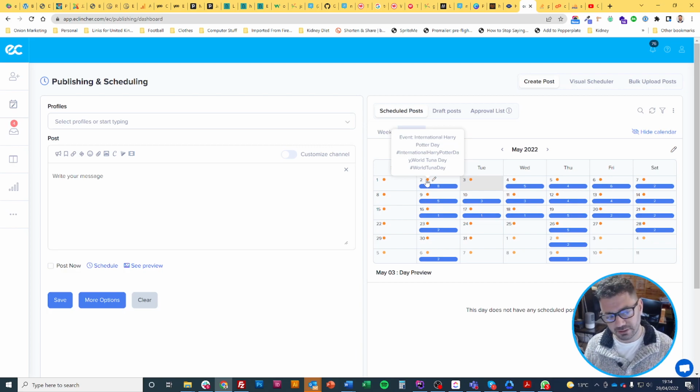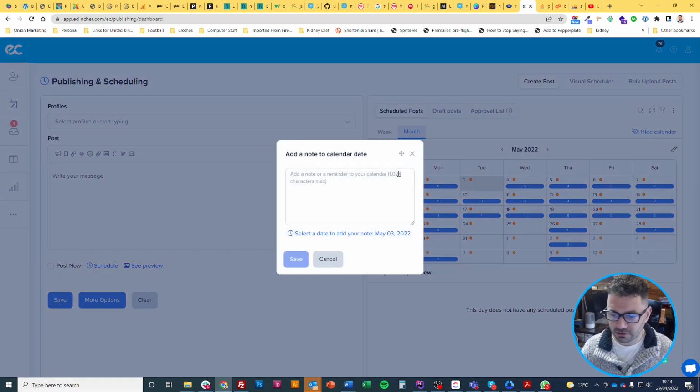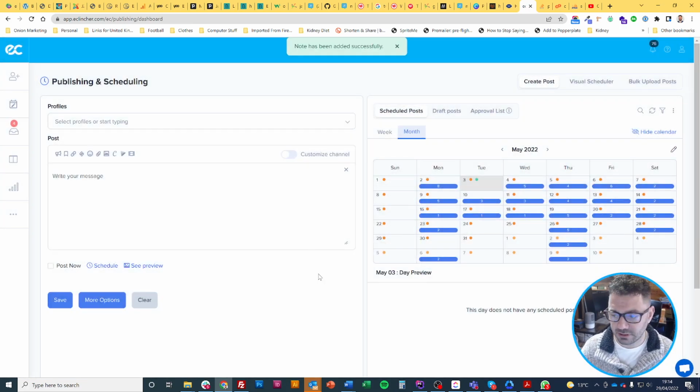So another cool thing that Eclincher has allowed us to do is to add notes. So we are Square Balloon, so we might be interested in World Balloon Day. I'm sure there is one. I doubt it's this day. It'd be very fluky if it was. So now you see on the green dot is my own notes on that day.